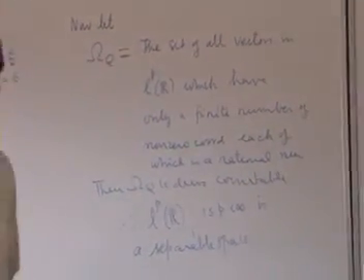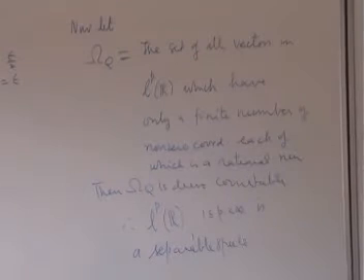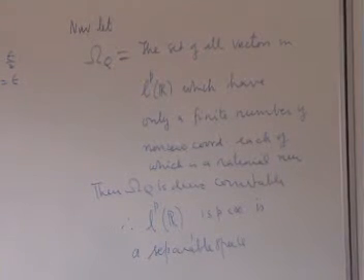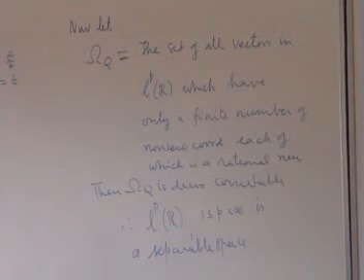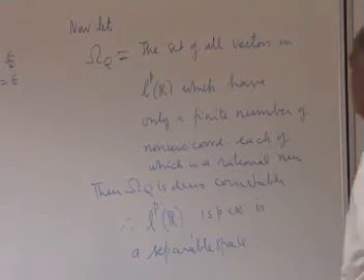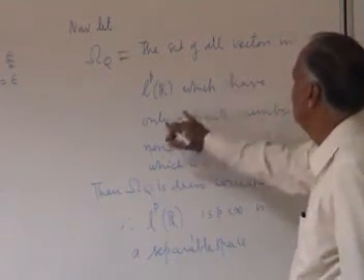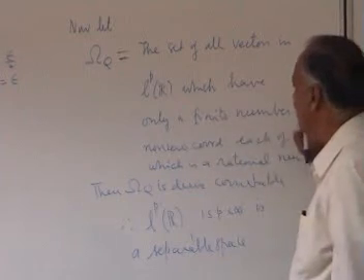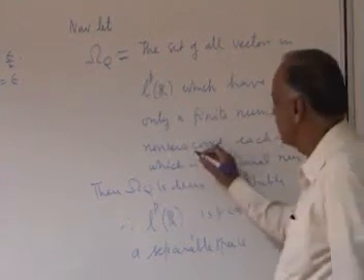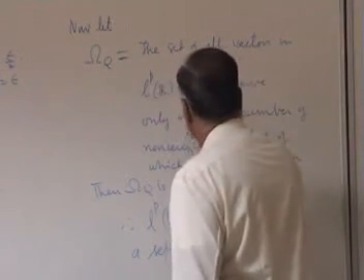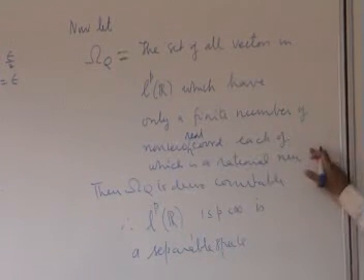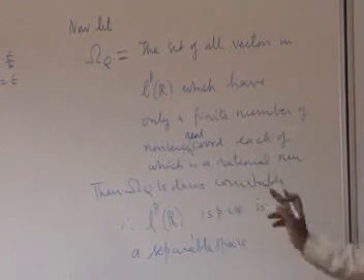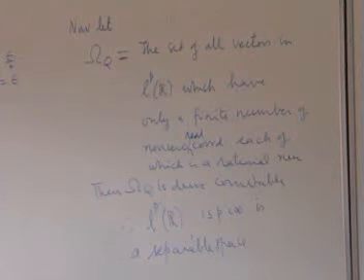Okay, and no problem if I replace R by C. The same things we can do again. Now each component, the real part and imaginary part, has to be approximated by rational numbers. And omega q would be the set of all vectors in L2 which have only a finite number of non-zero complex coordinates, the real and imaginary parts of each of which is a rational number. So that's how it comes.